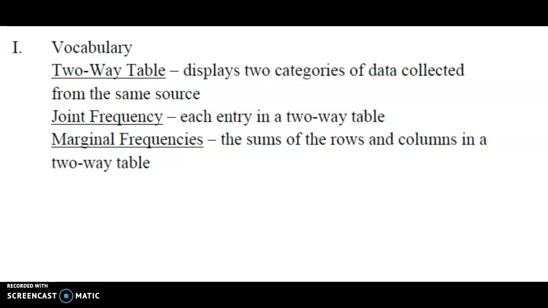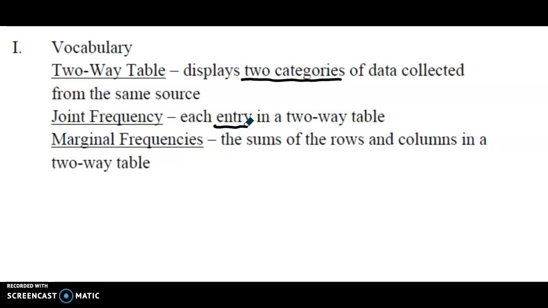The first one here is what a two-way table is, and it displays two categories of data collected from the same source. What that means is every person being surveyed is going to be asked two questions, and the results of both of those questions will be put in the same exact table. The joint frequencies are the entries that are in there. I'll explain that when I show you the first example.